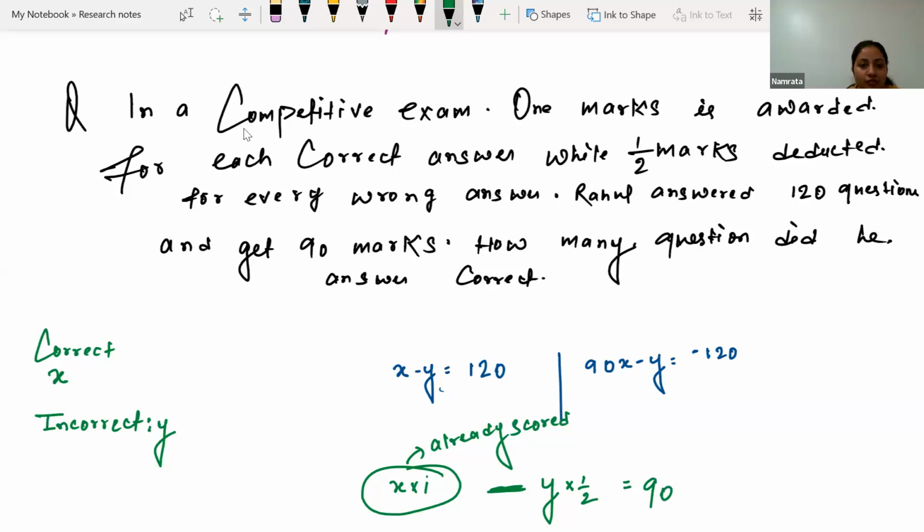Wait, the number of questions is also given here, so we need to take that into consideration. So a total of 120 questions he is attempting. If he attempts X correct questions, then incorrect will be 120 minus X, right? Yes.